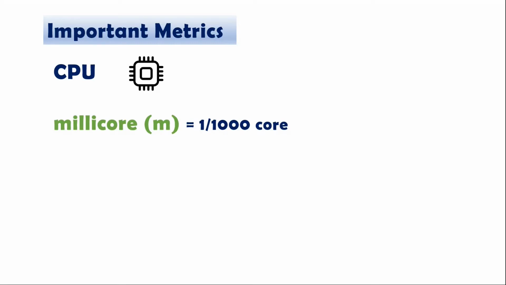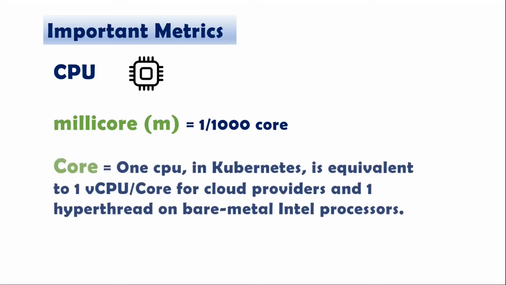Let's take a look at the Kubernetes definition. One CPU in Kubernetes is equivalent to one virtual CPU core for cloud providers and one hyperthread on bare metal Intel processors. For example, if your Kubernetes node is on a VM and the VM has two virtual cores, you've got 2,000 millicores on your node.